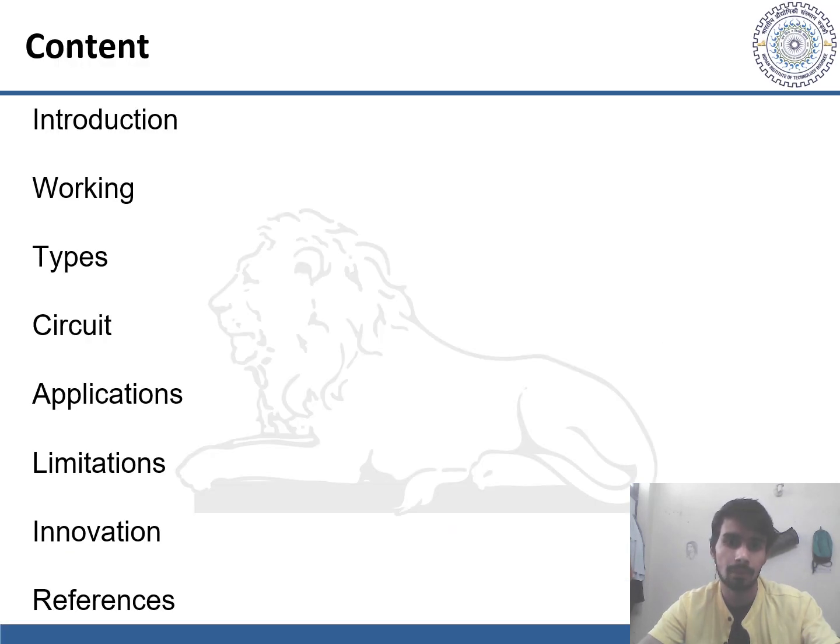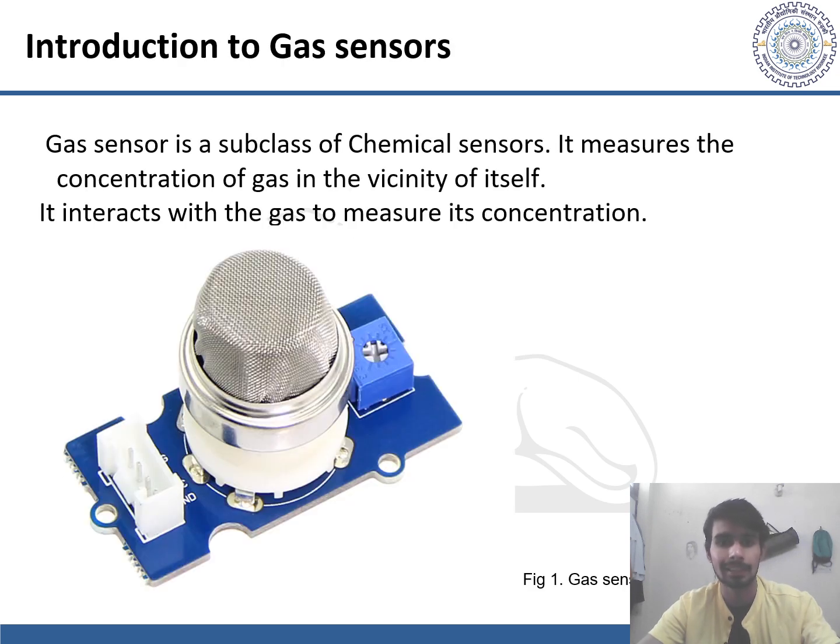This is going to be the flow of our presentation. And coming to the introduction of gas sensors, it basically detects the various gases present in the vicinity of itself. It interacts with the gas to measure its concentration.